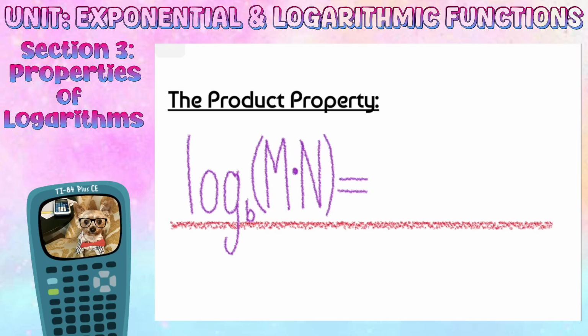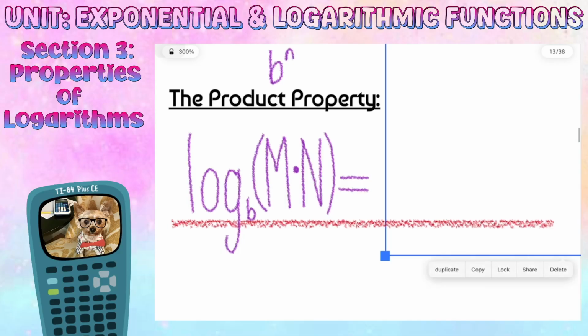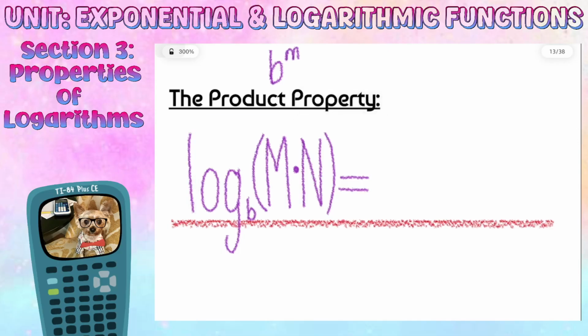Now the product property, without getting into the full nitty-gritty, comes from one of the properties of exponents that we should all be fairly familiar with. Say you have something like b to the m times b to the n. When you have a common base, you keep that base and you add your exponents. So that relationship between multiplication and addition is what we're going to see at play right now.